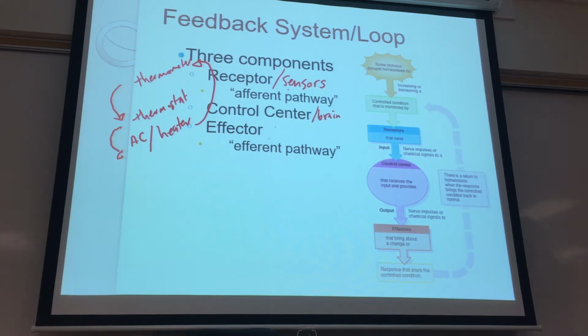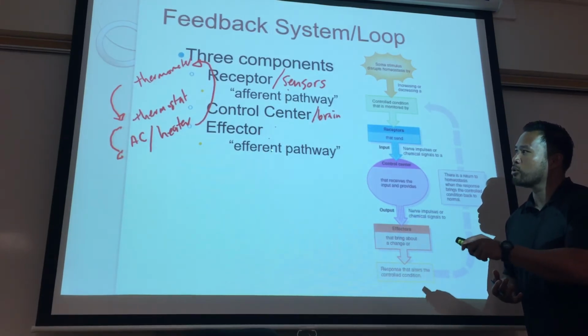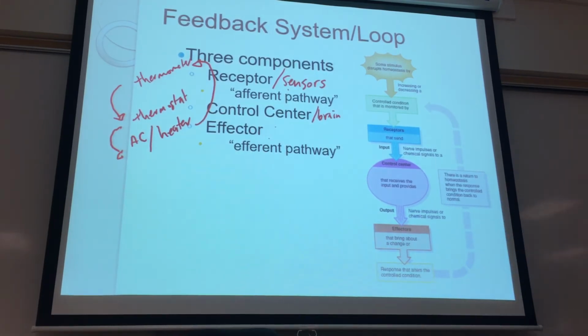So there's an afferent pathway and an efferent pathway. Afferent pathway is from the receptor to the control center. The efferent pathway is from the control center to the effector. And how can you remember that? This is the difference between affect and effect.